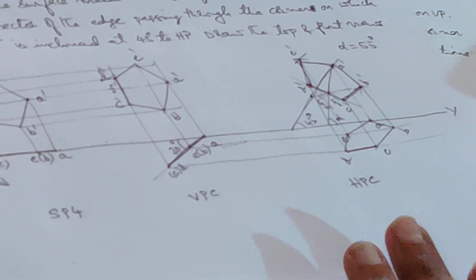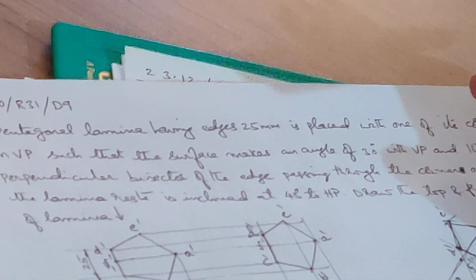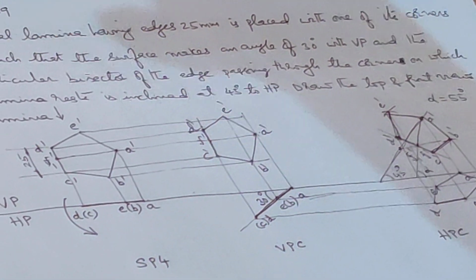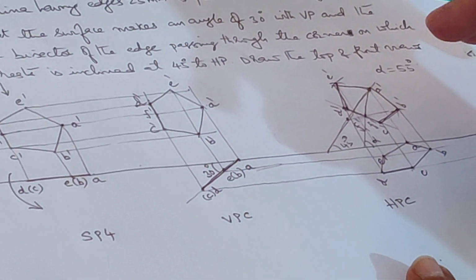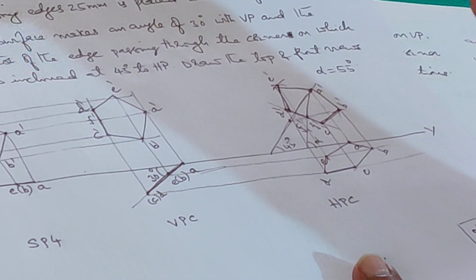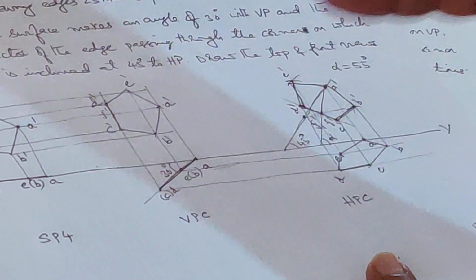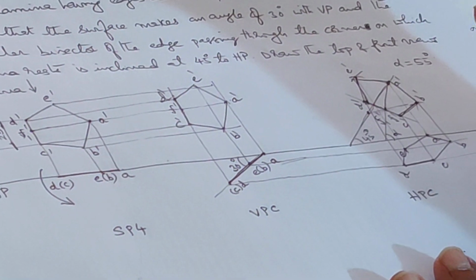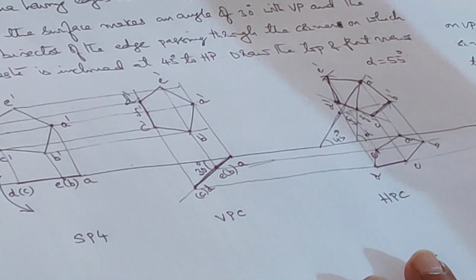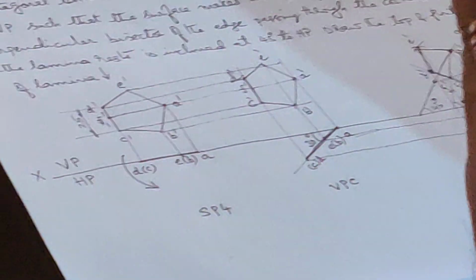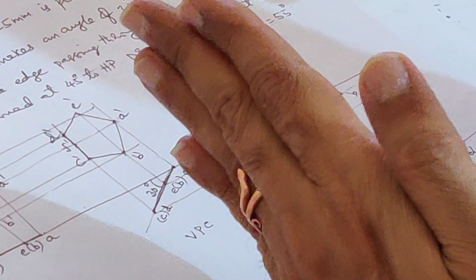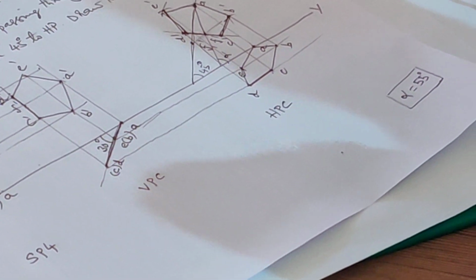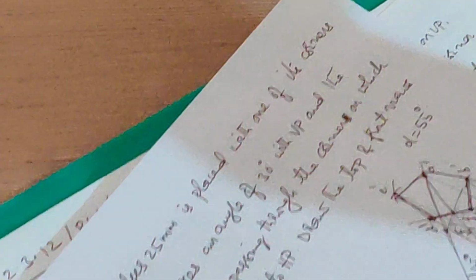So what you should understand here is, whatever is given in the problem, there is one HP condition and another VP condition. All the conditions are satisfied in the last step only. To satisfy what is given in the problem, it has taken us 3 steps. You can't straight away draw this position. First we satisfy the first condition, then the VP condition, and then finally the HP condition. Okay, so that's it for this problem.